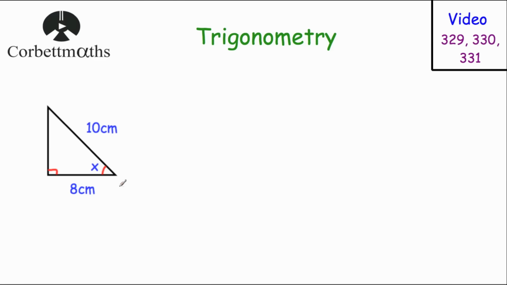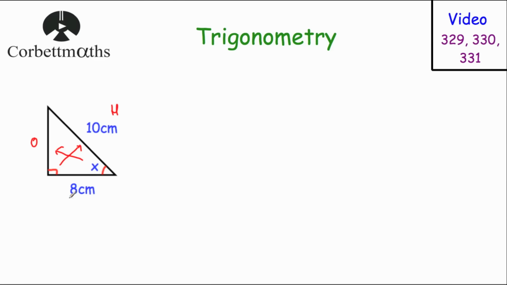So the first thing I would do on a trigonometry question is label the sides. We've got the angle here, which is x, so the side opposite that is called the opposite. Then we've got the hypotenuse, which is the longest side of a right angle triangle, so that will be this 10, that's going to be h for the hypotenuse.